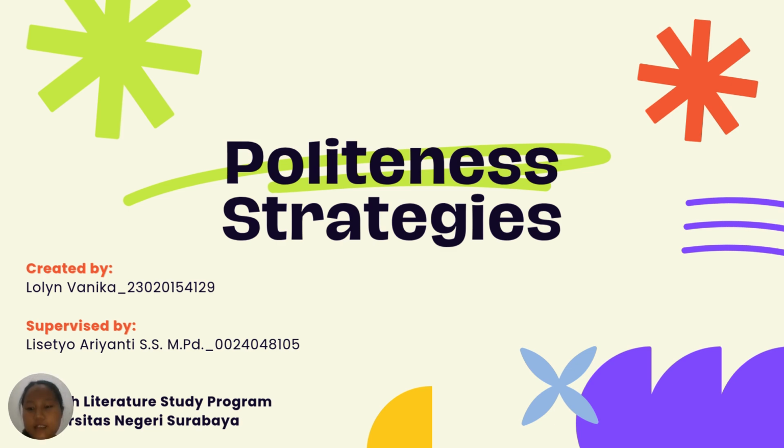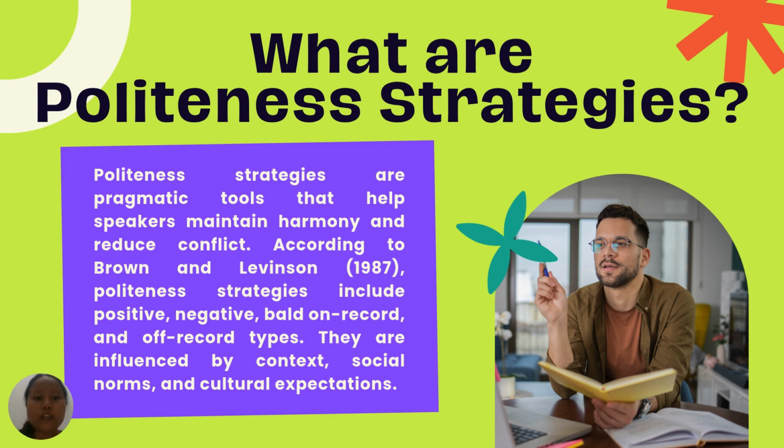Politeness strategies are pragmatic tools we use to maintain social harmony and avoid offending others in conversation. According to Brown and Levinson's theory from 1987, politeness strategies are divided into four types. The first one is positive politeness, and then negative politeness, both on record and off record. But in this analysis, we only focus on two aspects, which are positive and negative.